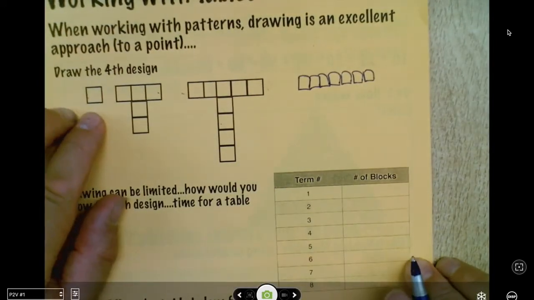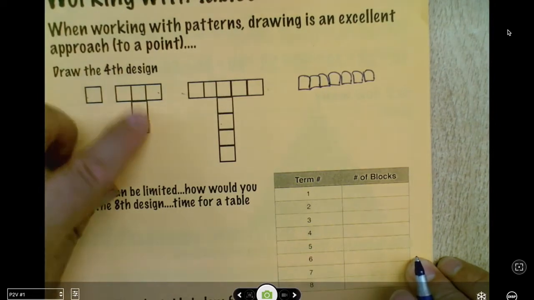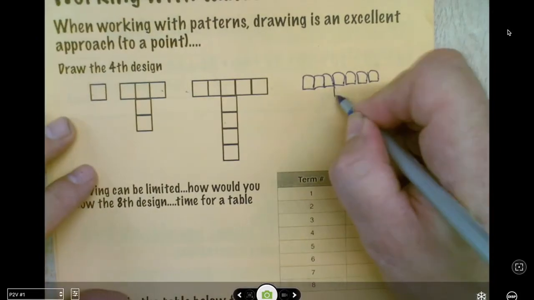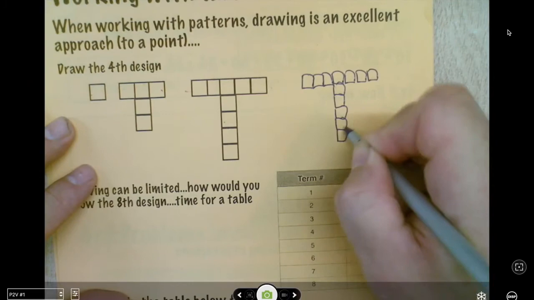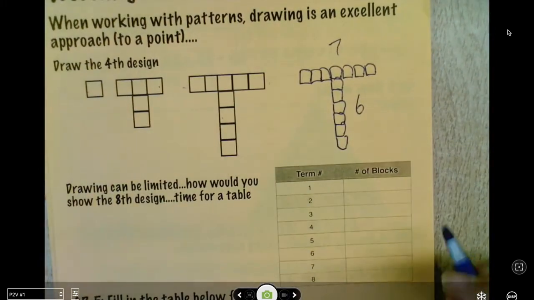So now I'm going to look at the tail here. I've got nothing in the tail, I've got 2 in the tail, I've got 4 in the tail, now I need 6 in the tail. 1, 2, 3, 4, 5, 6. So I've got 7 up here, 6 over there, that's going to be 13.